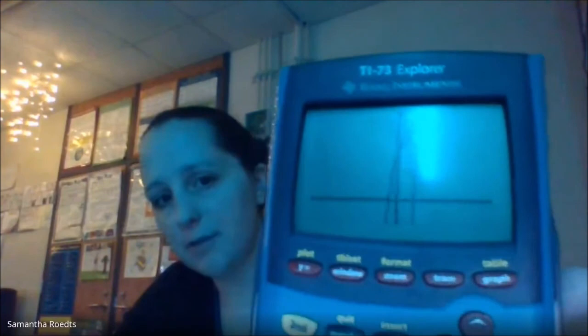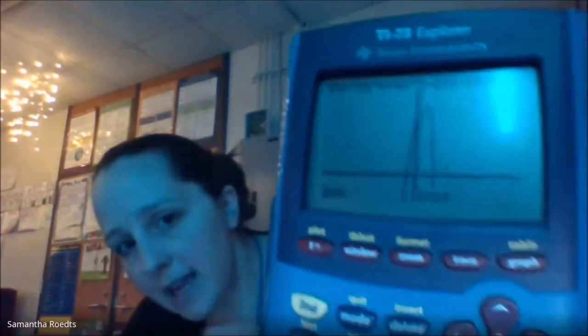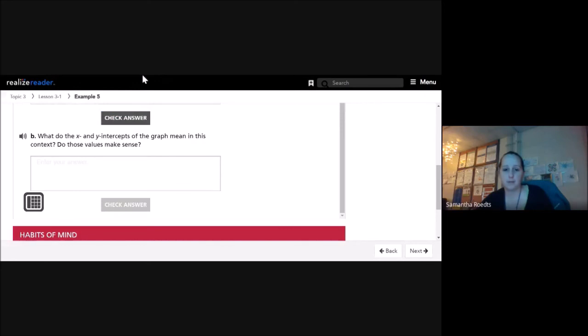Okay, so there is my graph. If I hit the trace button, at the very bottom it says x equals 0, y equals 10. So my y-intercept is 10, and my x-intercept is about 2. So my x-intercept is 2 and my y-intercept is 10.